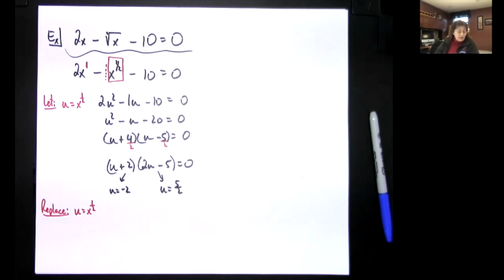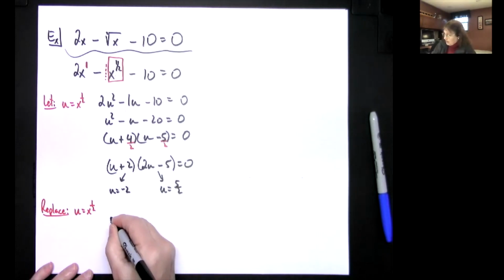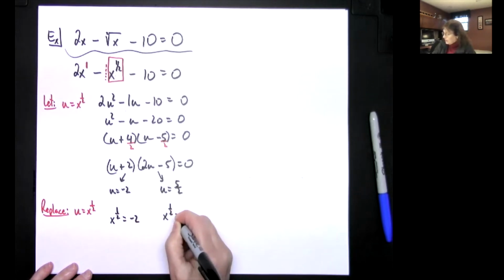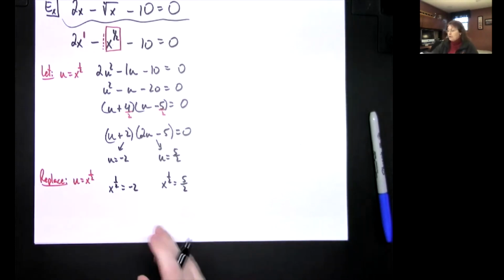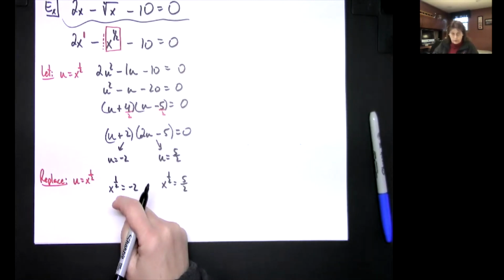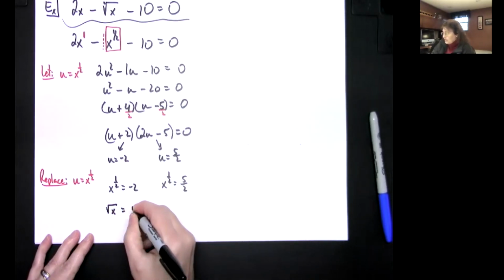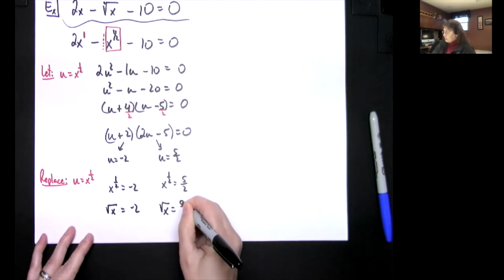I would initially go ahead and leave it to the 1/2 power. So I'm going to replace those u's with x to the 1/2. So x to the 1/2 power is equal to negative 2, and x to the 1/2 power is equal to 5/2. At that point you're probably not going to like to solve for x because it's in that 1/2 power. But just like up here, where we went from radical form to exponential form, I can go backwards from exponential form to radical form. So I could write this as the square root of x is equal to negative 2, and the square root of x is equal to 5/2. Now I can solve these.